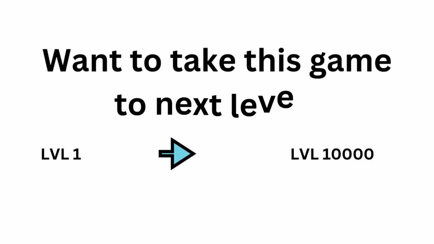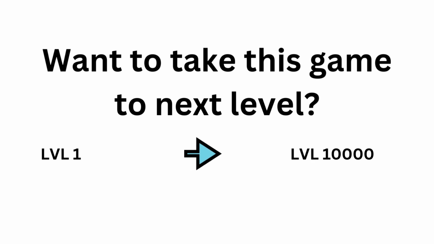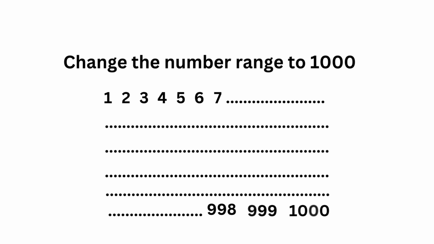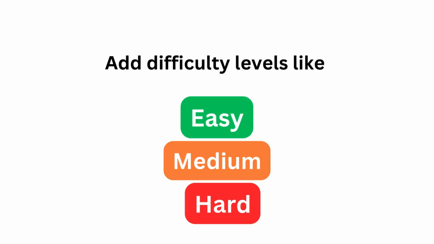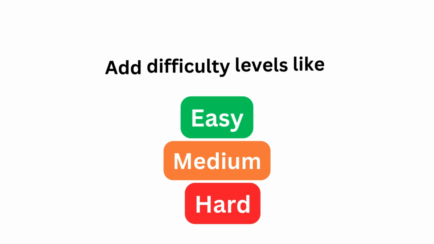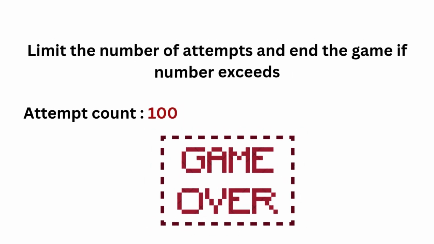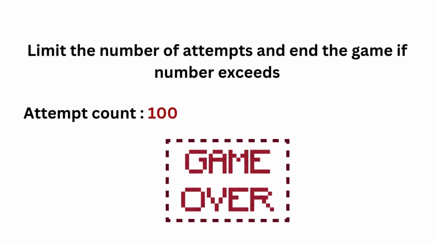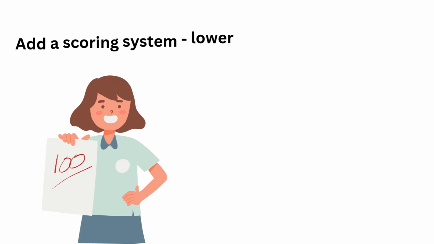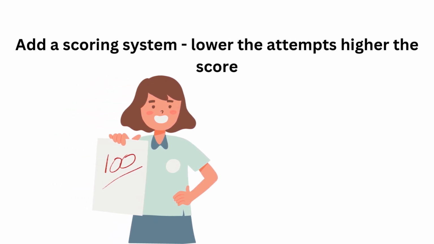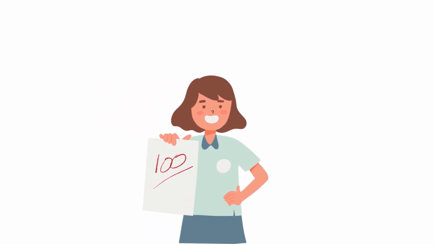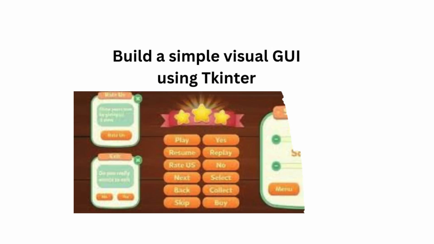Want to take this game to the next level? Here are a few ideas you can try. Change the number range. Try 1 to 1000 for more challenge. Add difficulty levels, like easy, medium, and hard. Limit the number of attempts. Game over if they guess too many times. Add a scoring system. The fewer attempts, the higher the score. Build a simple GUI using Tkinter if you want a visual interface.